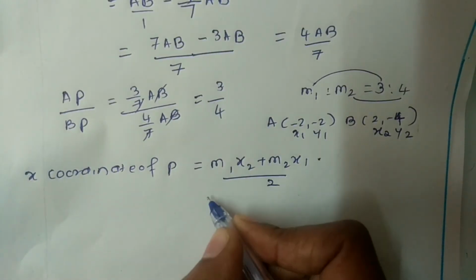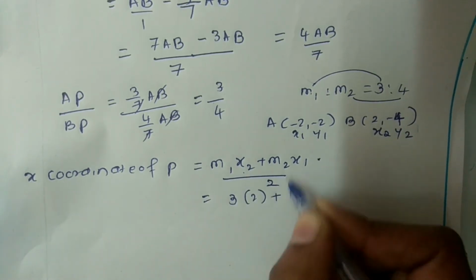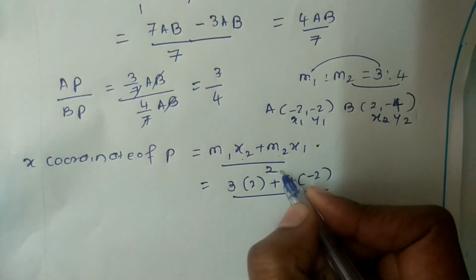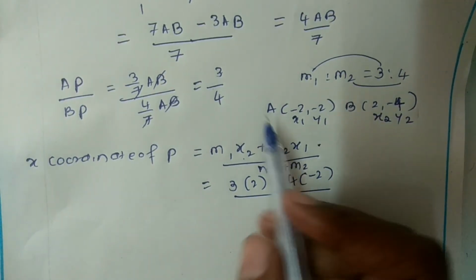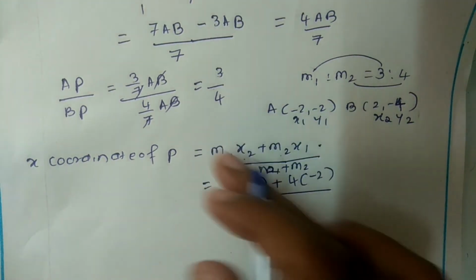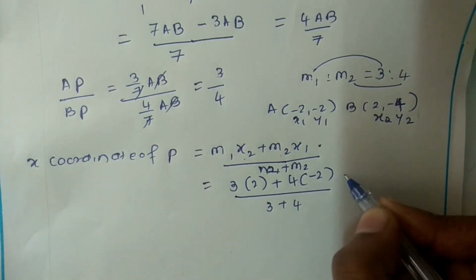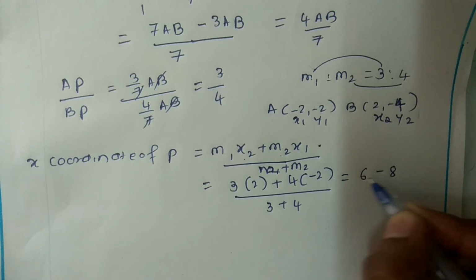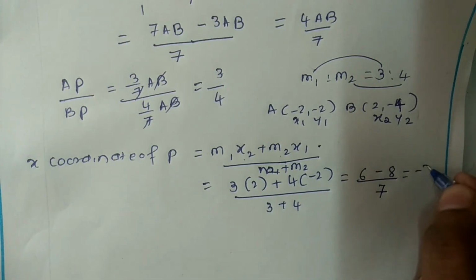So m1 is 3, x2 is 2, plus m2 is 4 and x1 is minus 2, divided by m1 plus m2, because it is the section formula. Suppose the ratio is 1:1, then you would take 2. Otherwise, as it is the section formula, you take m1 plus m2, that is 3 plus 4. So 3 2s are 6, 4 2s are 8, but plus minus is minus, and this is 7. So finally we get the x coordinate of P as minus 2 by 7.